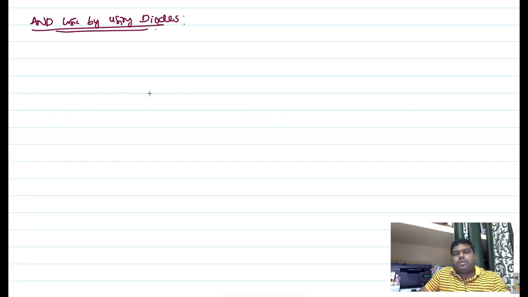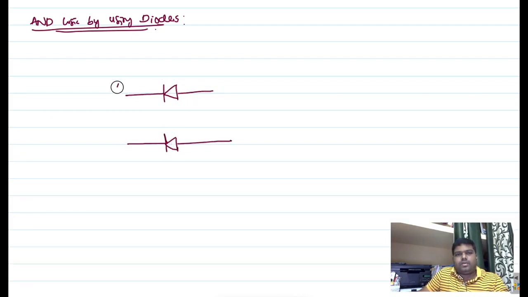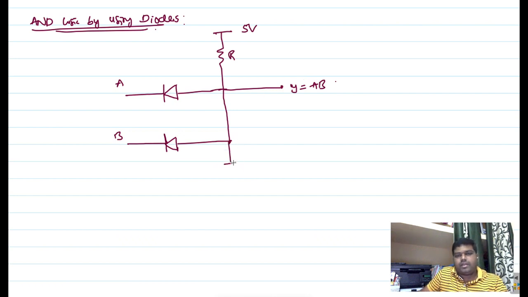Now, here I am taking this one diode, this is another diode. Here we have A as input variable, here B also input variable, and these two are connected to one supply voltage. This is some ideal resistance, okay, just you can consider as 1 ohm. And this is your supply voltage, that is 5 volts. And here I'm considering output Y, which is equals to AB, and this will be connected to ground.